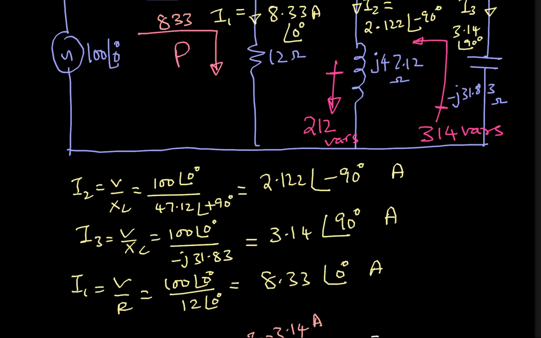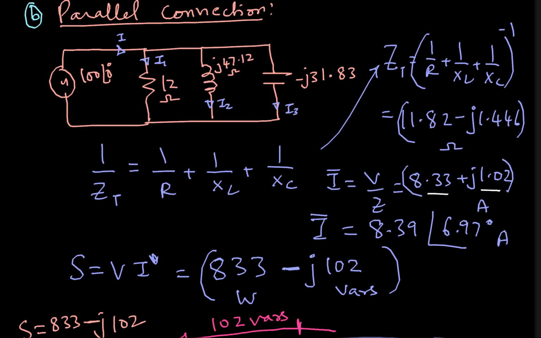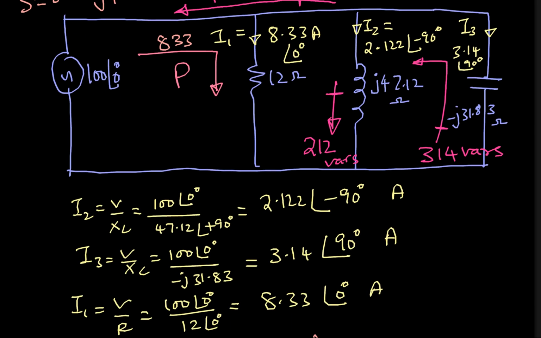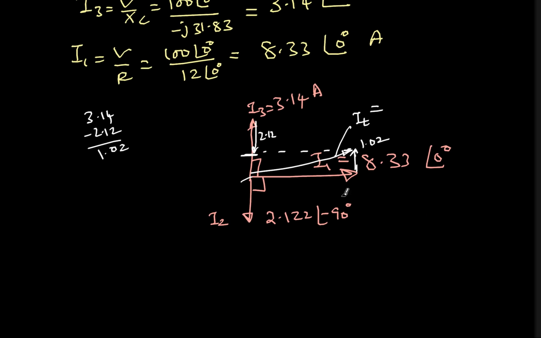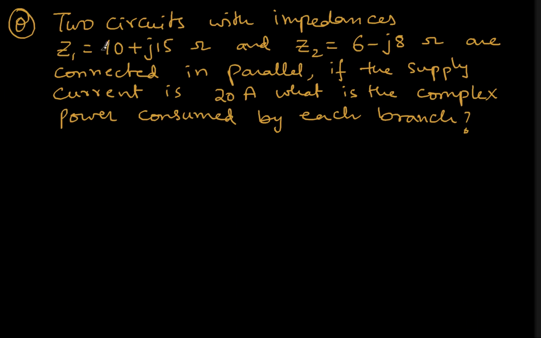Okay, so I hope you understood this. We have taken two cases, that is the series case and the parallel case, and then we tried to understand this. So also a short vector diagram I have drawn. Let's continue very quickly. We'll see one more question. So the question is like this: two circuits with impedances Z1 and Z2 are connected in parallel. If the supply current is 20 amperes, what is the complex power consumed by each branch?